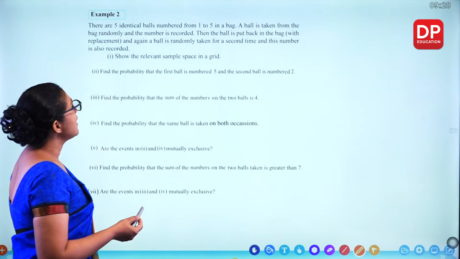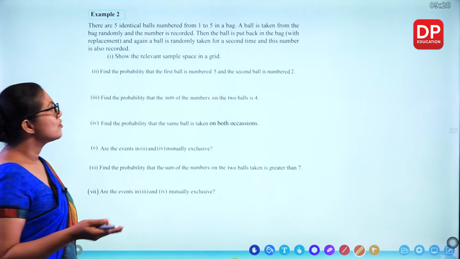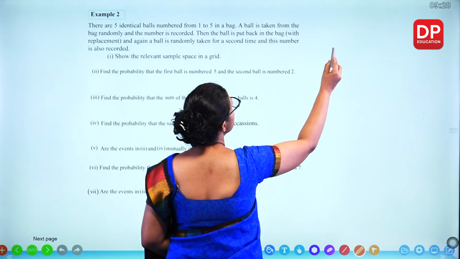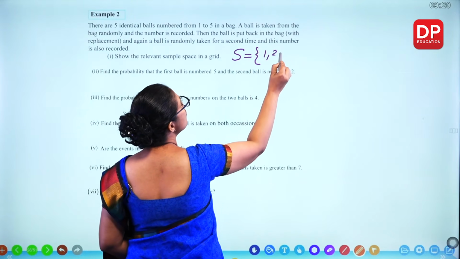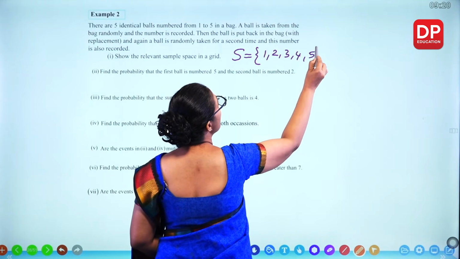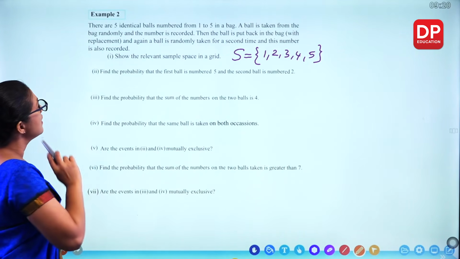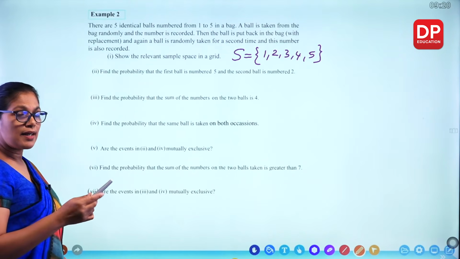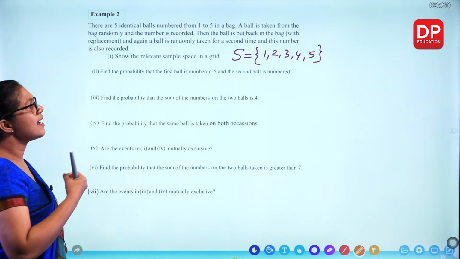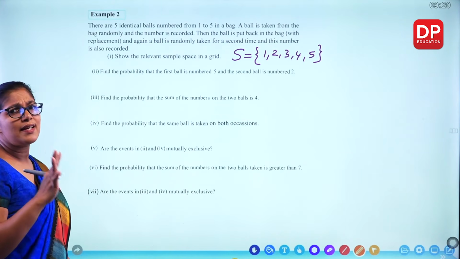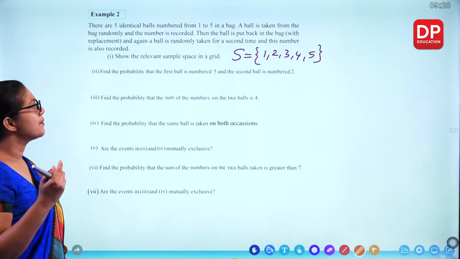Now when you take the bag, what are the numbers you can get? 1, 2, 3, 4, 5. So if we write down the sample space, you can get 1, 2, 3, 4, 5. What's the next one? You're taking a ball and replacing it back and taking another one. So the same thing happens the second time, taking another ball from the same bag.